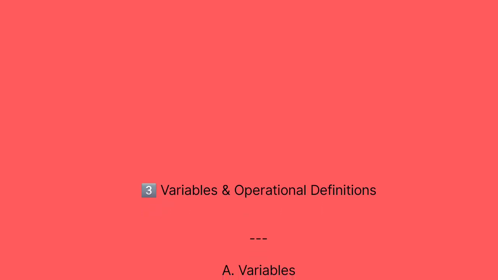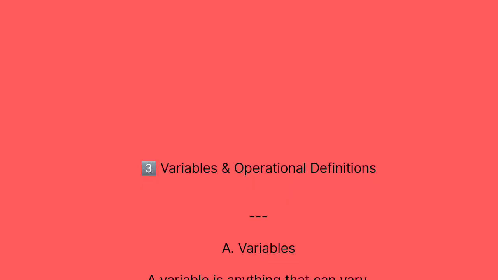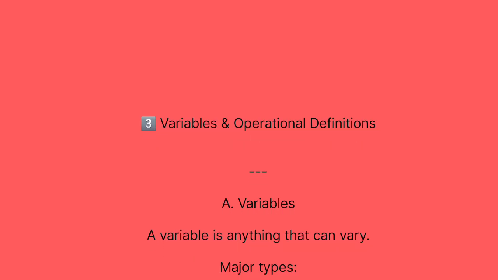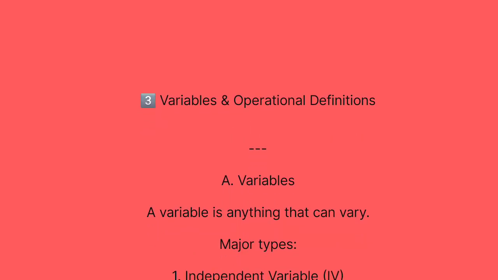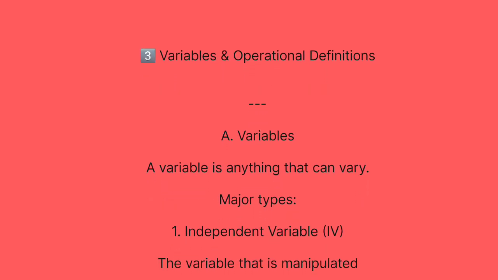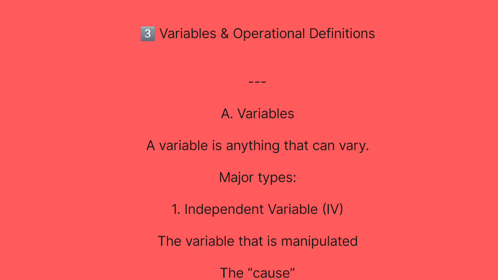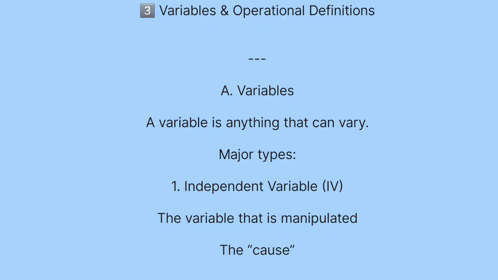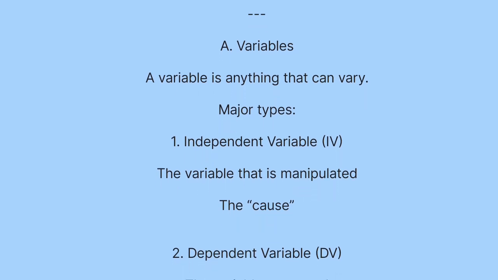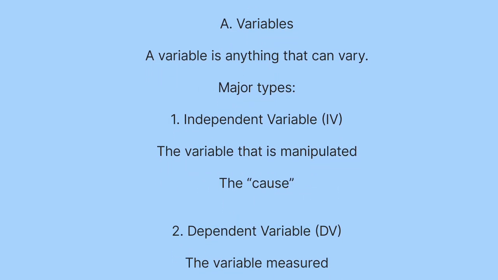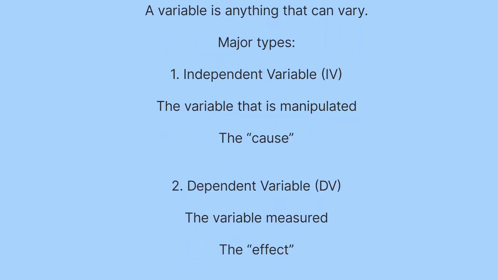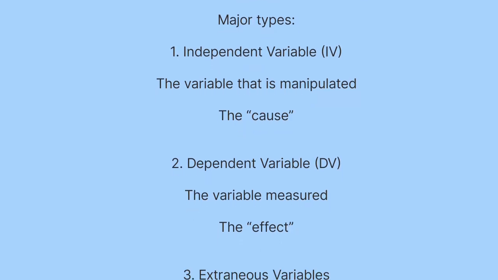First, variables. We know that in research, variables are very important. A variable is anything that can vary. For example, happiness is a variable or depression is a variable, like that, more things. There are two types, dependent variable and independent variable. We'll call it IV, independent variable, the variable that is manipulated. This independent variable can be manipulated and this is the cause. The second one is DV, dependent variable, the variable measured. This is the effect. Cause is independent and dependent is effect. Keep this in mind.